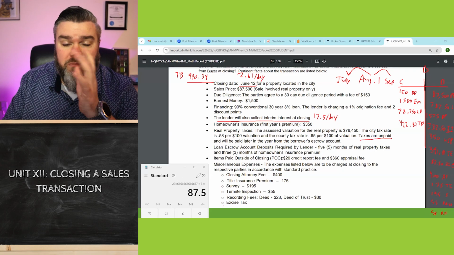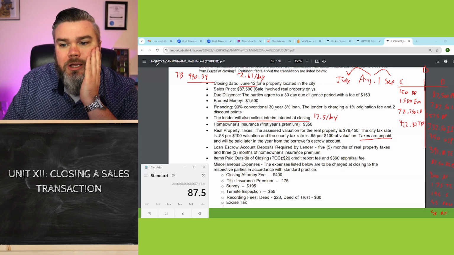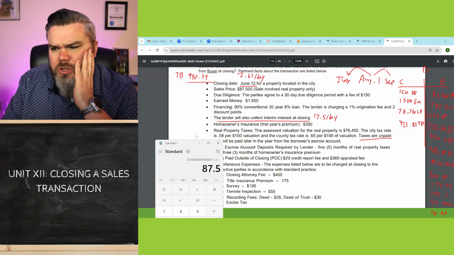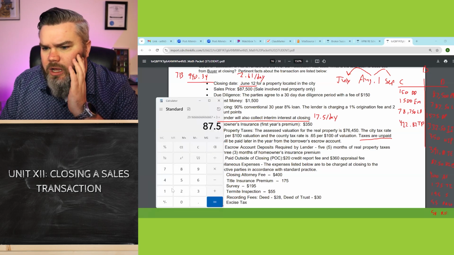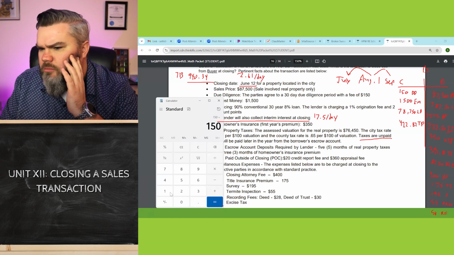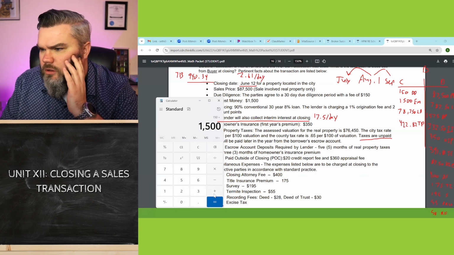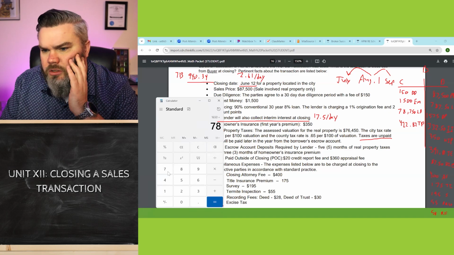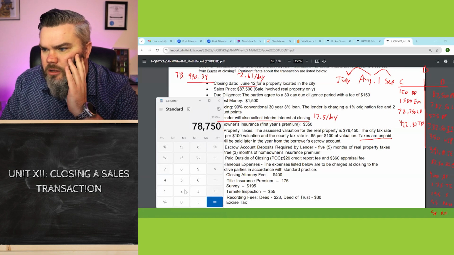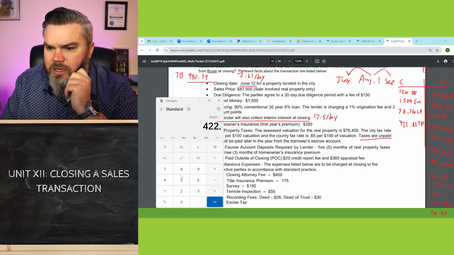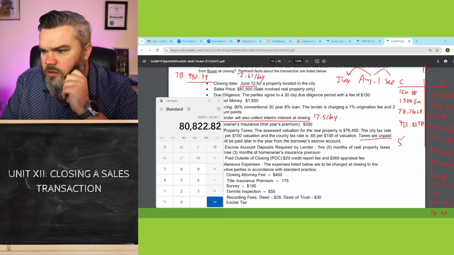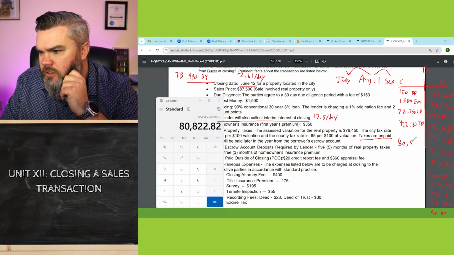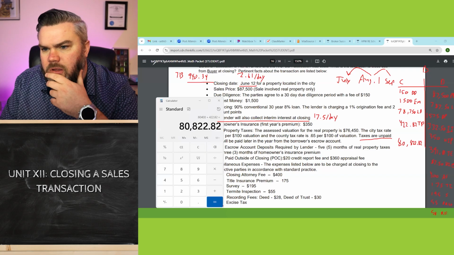And now, folks, as tedious and painful as that was, you just total them up. So if we look at the total credits, you've got 150 plus 1,500 plus 78,750 plus 422.82 for total credits of $80,822.82.